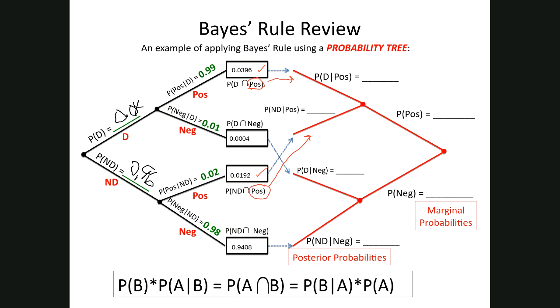And in this case, that probability when you add those two values together is 0.0588.